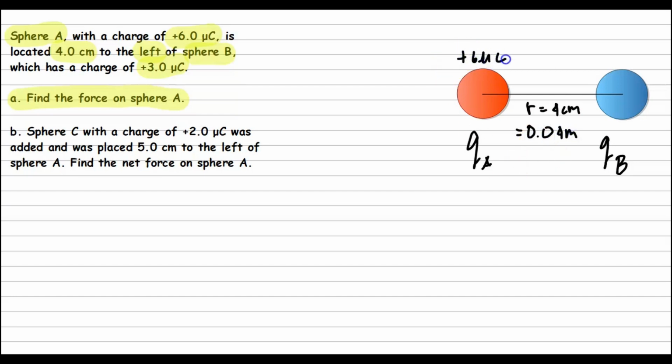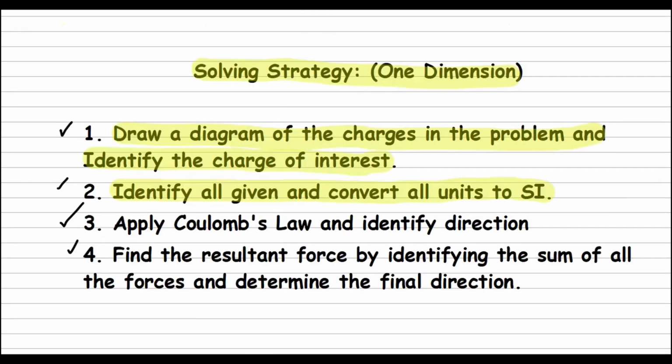QA is positive 6 microcoulomb, that is the same as 6 times 10 raised to negative 6 coulombs. The positive 3 microcoulomb for QB is the same as 3 times 10 raised to negative 6 coulombs. And we move on to step number 3. We apply Coulomb's Law and identify the direction.